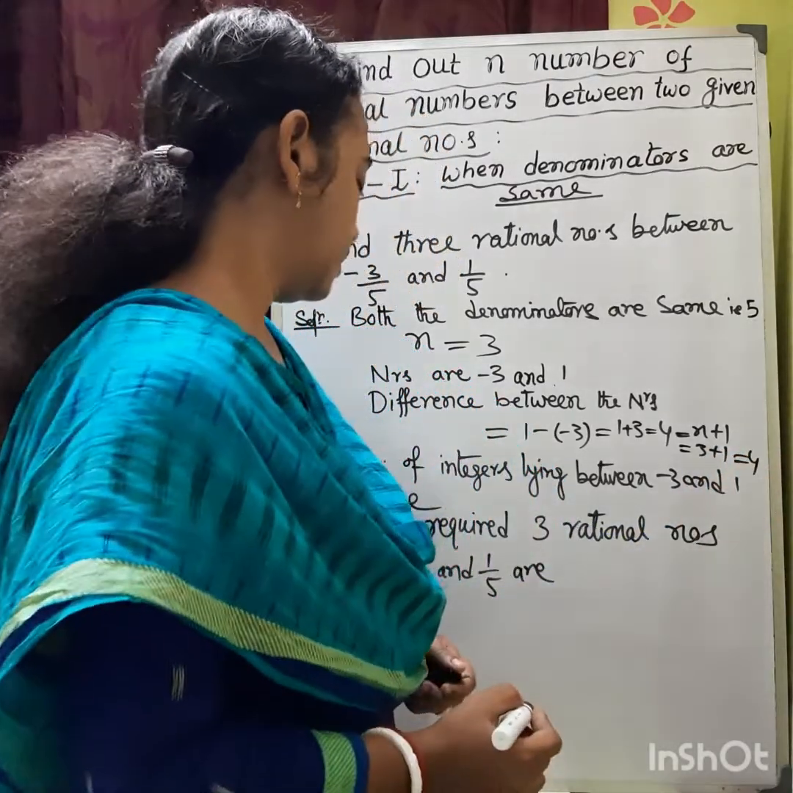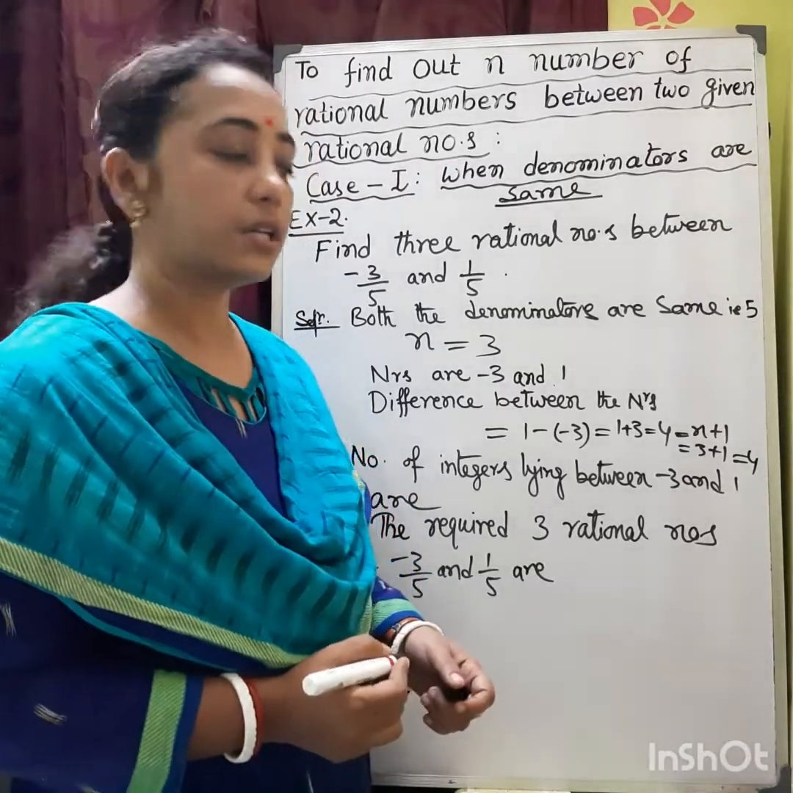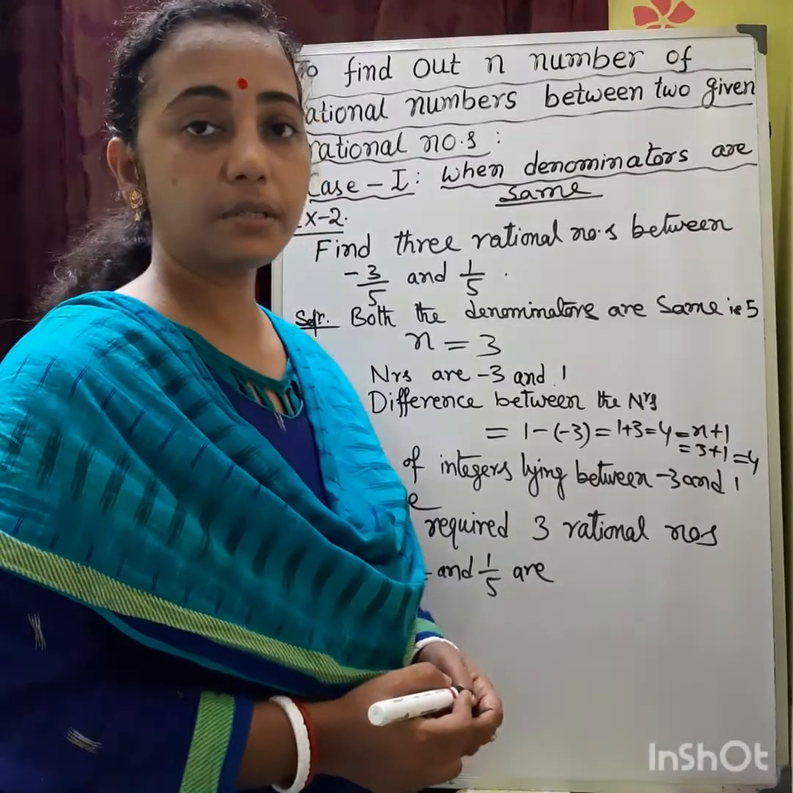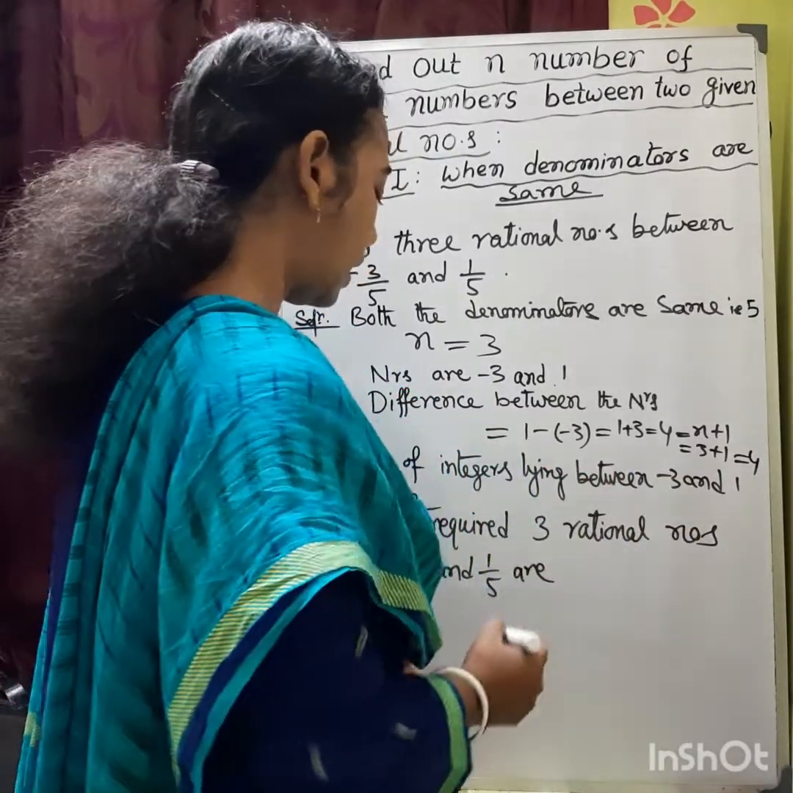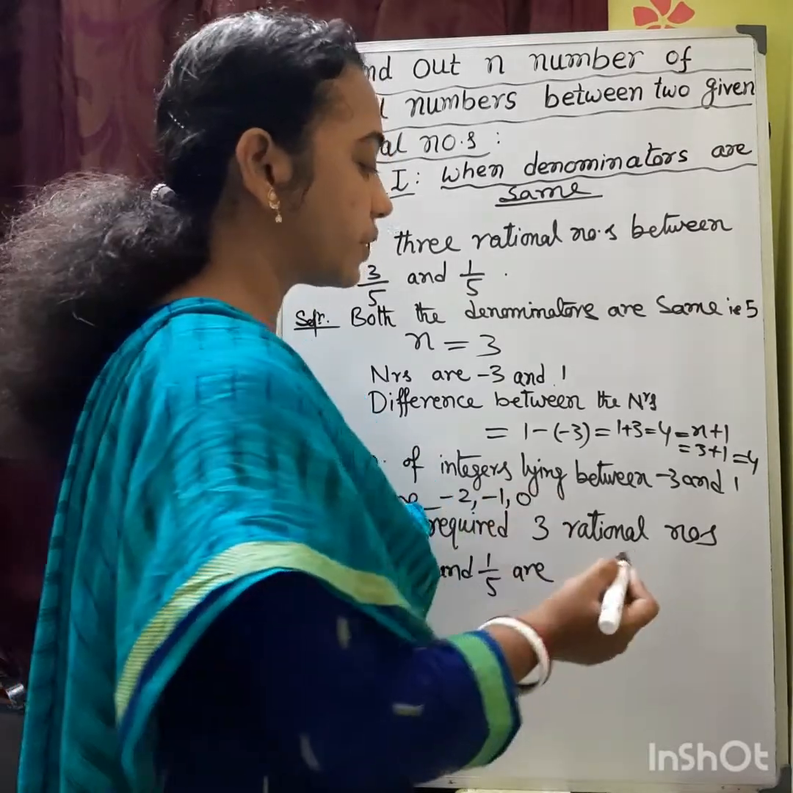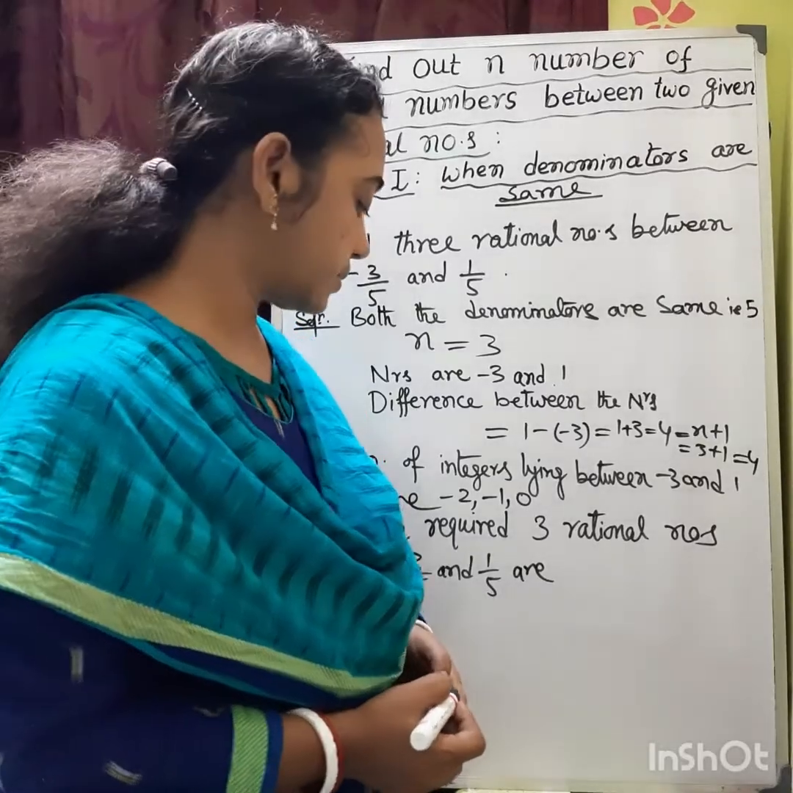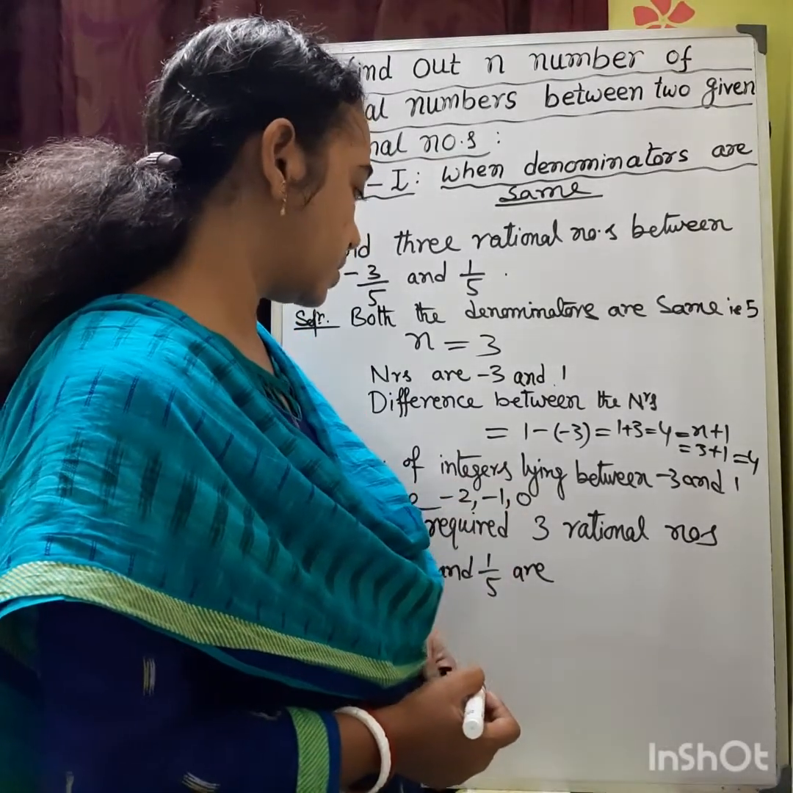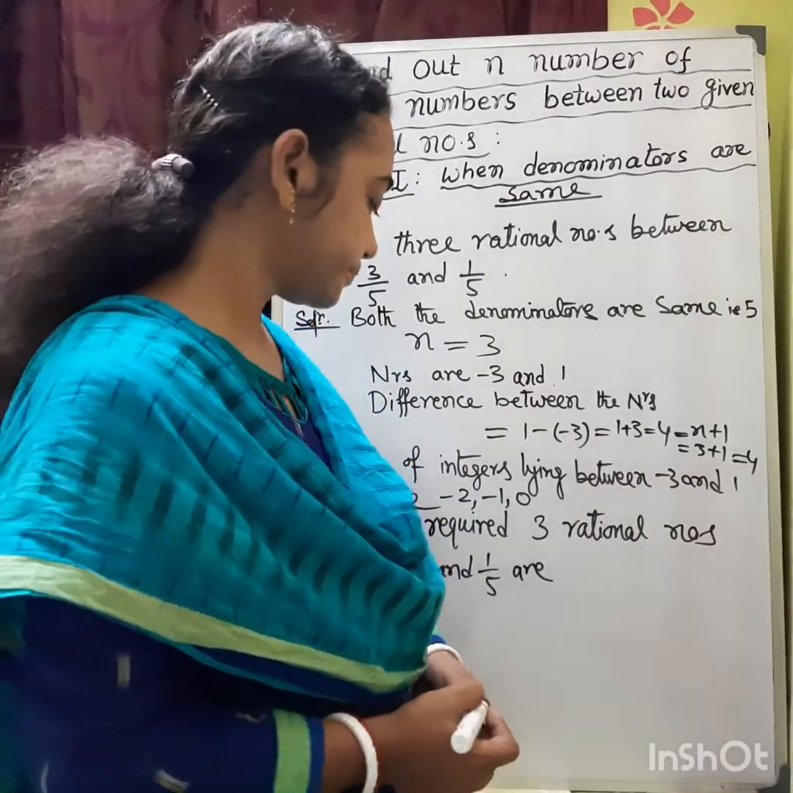So that means we can easily get the required 3 rational numbers between the two given rational numbers. The integers lying between minus 3 and 1 are minus 2, minus 1, and 0, because after that we get 1. So we get 3 integers between the numbers minus 3 and 1.